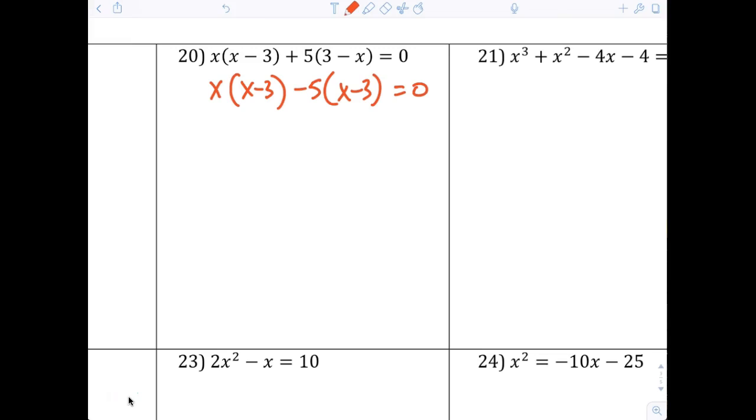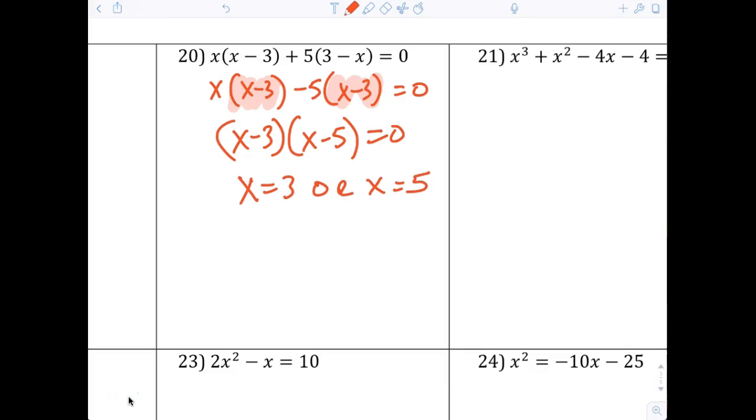So you end up with x minus 5 and x minus 3. And again, I'm just putting the x minus 3 first because I want people to know I factored out the x minus 3. And then they either get x equals 5 or x equals 3. Beautiful. Very nice. All right. Any questions?